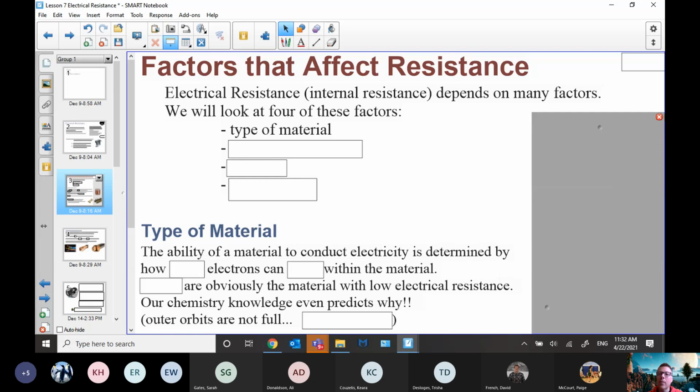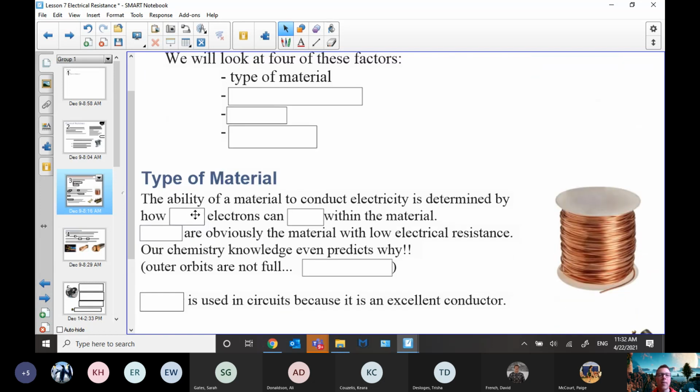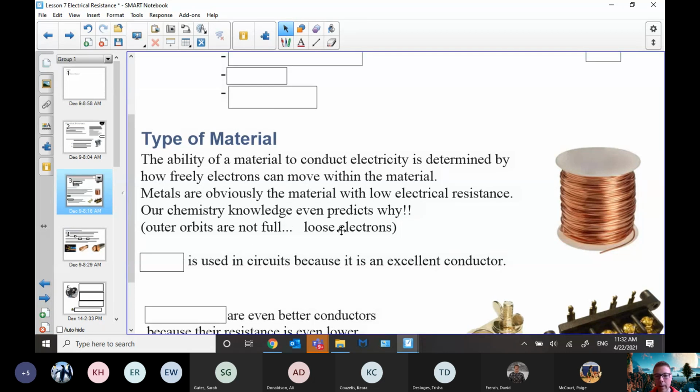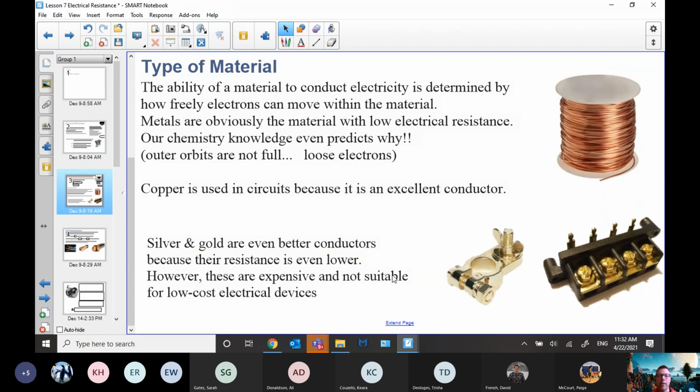So when we're talking about type of material, I didn't cover it up quite fast enough for Sarah. Talking about type of material, it just has to do with how freely the electrons can move within the material, right? Metals, of course, have low resistance, because their outer orbits aren't full, a little bit of chemistry review there. Copper is often used because it's an excellent conductor and it's nice and available, not too expensive. Silver and gold are even better, but of course you're not going to have a gold wire in your vacuum cleaner. They're expensive enough as it is.